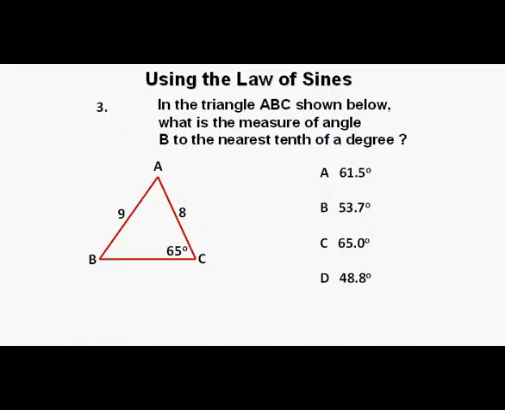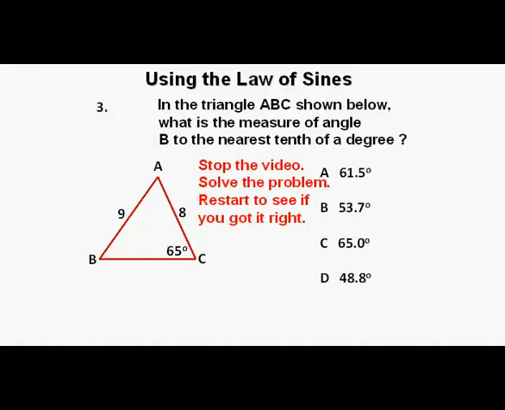Problem 3. In the triangle ABC shown below, what is the measure of angle B to the nearest tenth of a degree? Stop the video, solve the problem, then restart to see if you got it right.